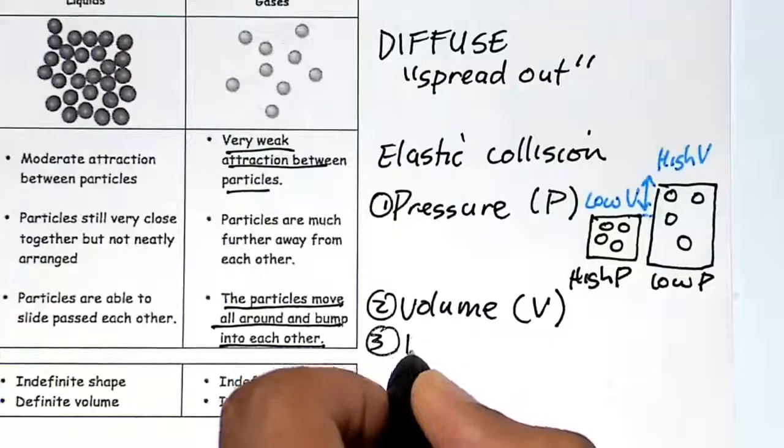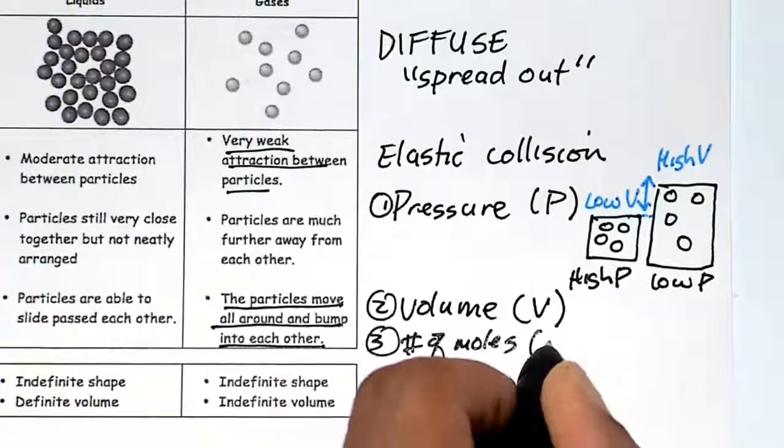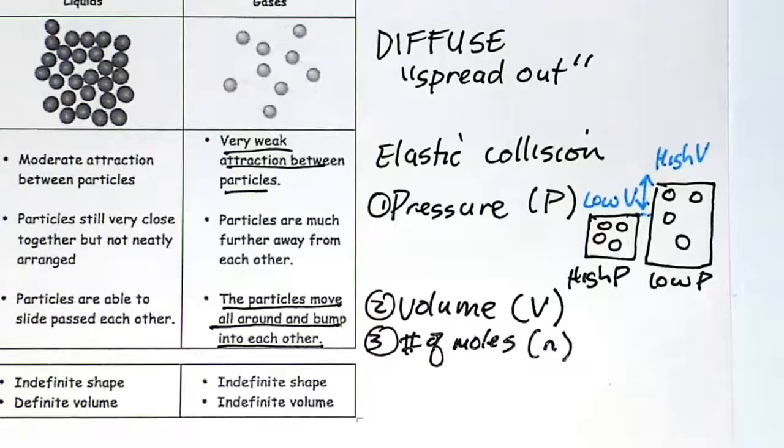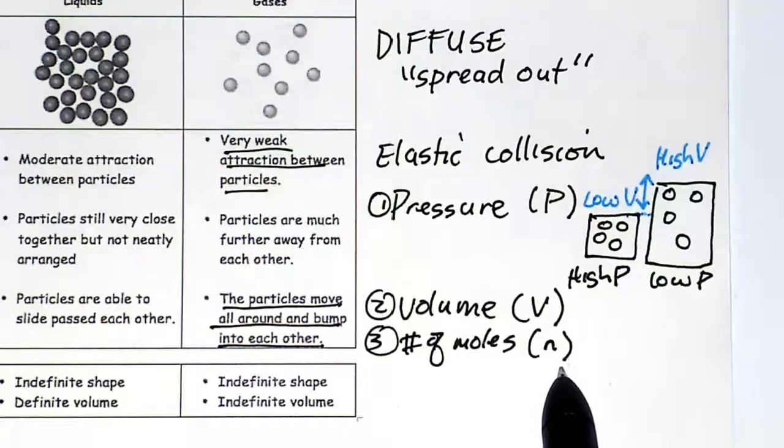The third property is the number of moles, usually designated by n. You can have a lot of moles of gas, or a little bit of moles of gas. Remember, the mole has 4 definitions, and we can describe a gas by the number of moles we have. So you can have so many moles of oxygen gas, or so many moles of carbon dioxide gas.